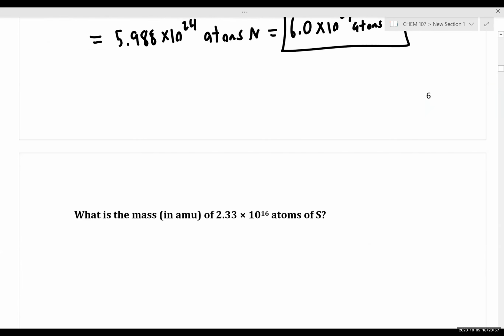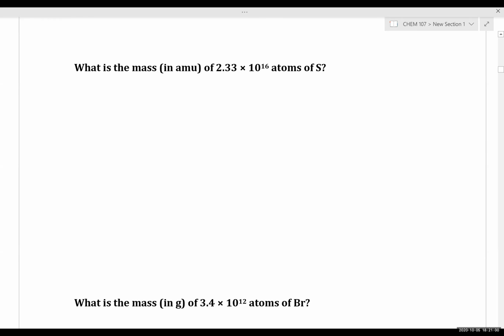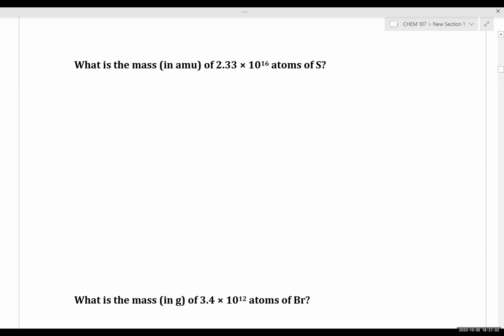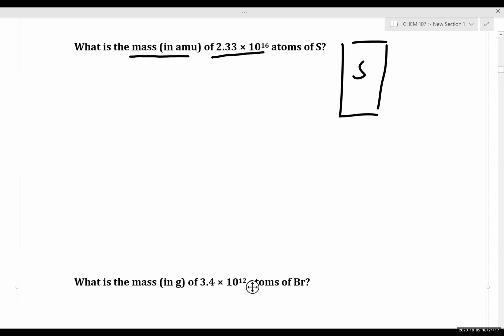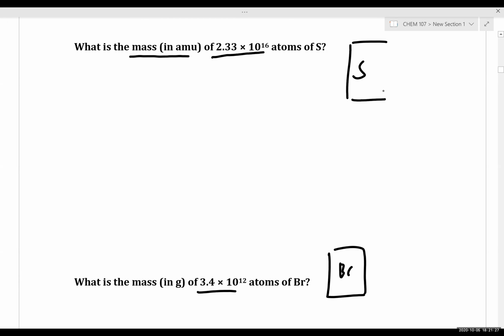Okay. So let's keep going now, and let's work on the next two examples. We're asked to calculate the mass in AMUs of 2.33 times 10 to the 16th atoms of sulfur. You're going to need to find sulfur in the periodic table. And then I'd like you to calculate the mass in grams of 3.4 times 10 to the 12th atoms of bromine. And again, you're going to need to find bromine in the periodic table. Let's work on these examples for about 4 to 5 minutes.